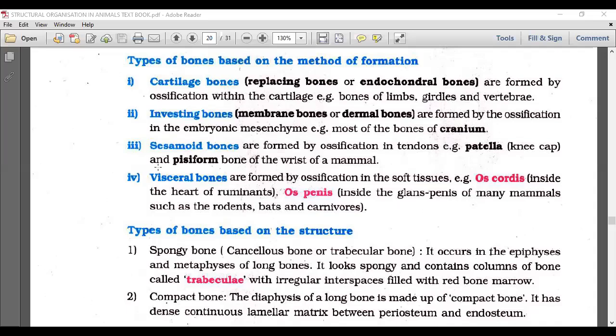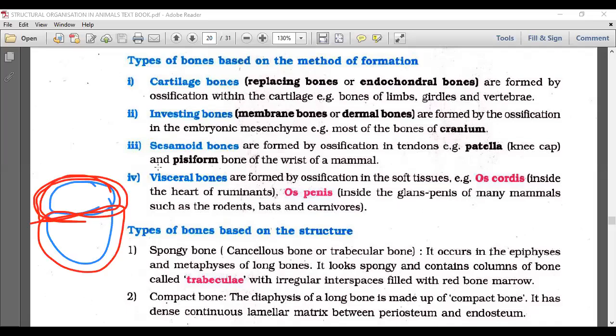Okay, os penis. Inside the glans penis of many mammals, such as rodents, rats, bats, and some carnivores, we find the os penis. Ossification is done on the male copulatory organ, particularly in the region of the glans penis. Glans penis means the bulging tip of the penis. There the bony material is filled in. That is os penis. So, the heart of ruminants, and the os penis inside the glans penis of many mammals such as rats, rodents, bats, and carnivores.